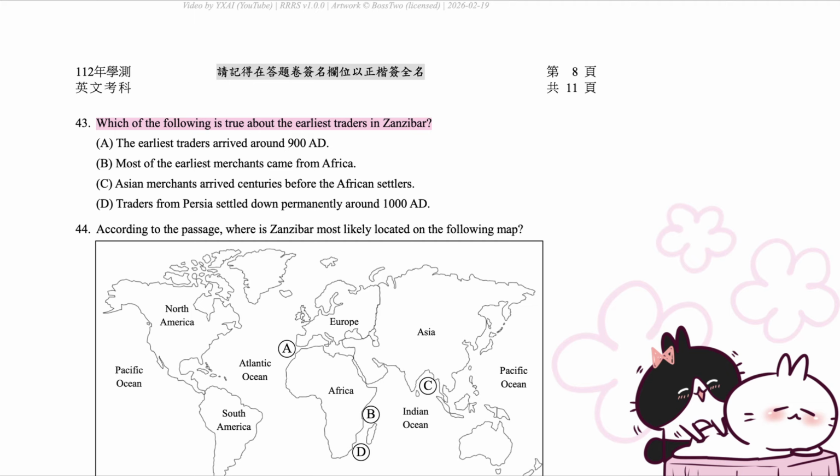43. Which of the following is true about the earliest traders in Zanzibar? A. The earliest traders arrived around 900 AD. B. Most of the earliest merchants came from Africa. C. Asian merchants arrived centuries before the African settlers. D. Traders from Persia settled down permanently around 1000 AD.